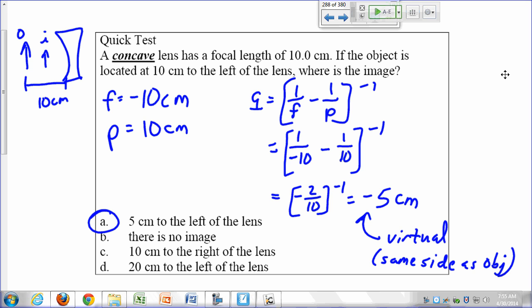If you put B, did you take a positive focal length? That's what you did, right? Yeah. So if you put B, you just took a positive focal length.